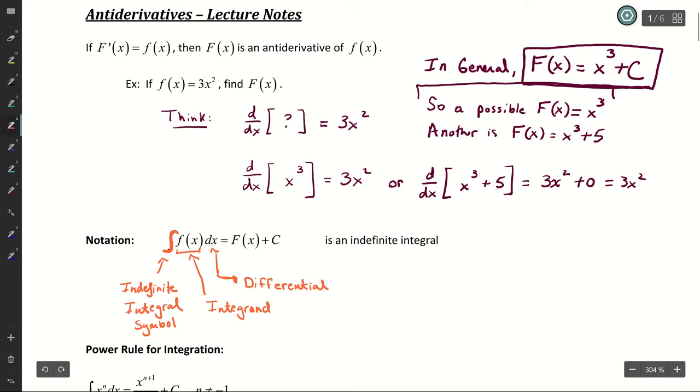All right. And then over on the right-hand side, we have the capital F of x notation, which we've just learned means antiderivative. And then we have this plus c that we've talked about up above, and that is called the constant of integration.